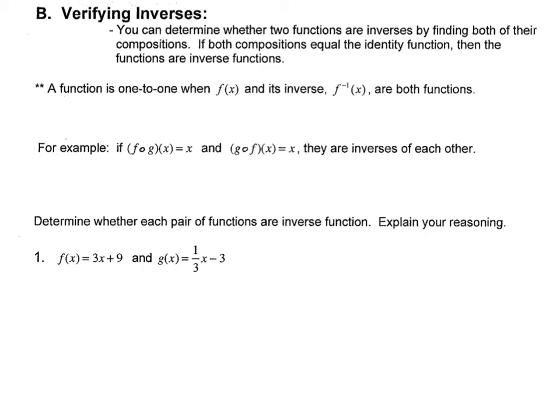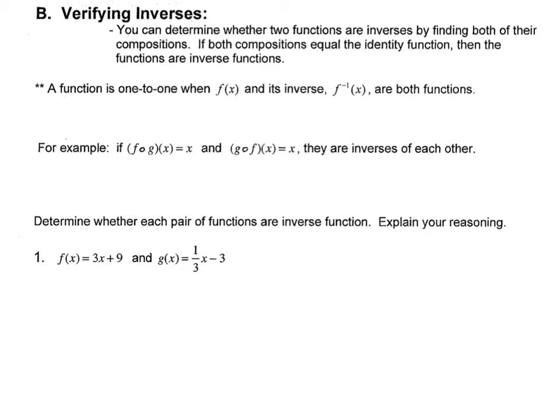Okay, now that you have everything written down, let's go through what you wrote. Verifying inverses. You can determine whether two functions are inverses by finding both of their compositions. If both compositions equal the identity function, then the functions are considered to be inverse functions. A function is one-to-one when f of x and its inverse f negative 1 of x are both considered functions. For example, if f of g of x is x and g of f of x also equals x, they are considered to be inverses of each other.